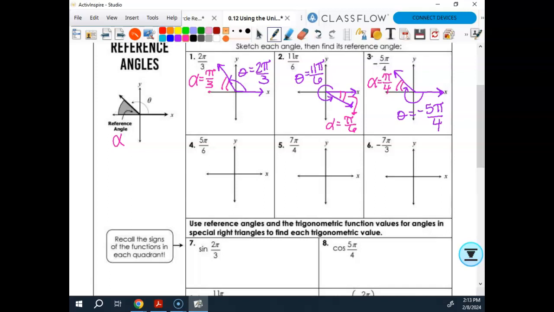We good on that? All right, 5 pi 6, what quadrant is that in? 5 is less than 6, so I haven't even gotten to pi yet. 6 pi 6, I back up 1. 5 pi 6 is right there. All right, so then what's my reference angle? Pi 6. Okay. We good so far? All right, you graph the other two on your own.